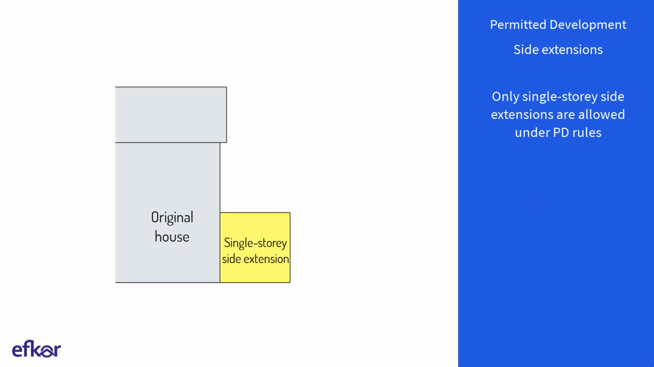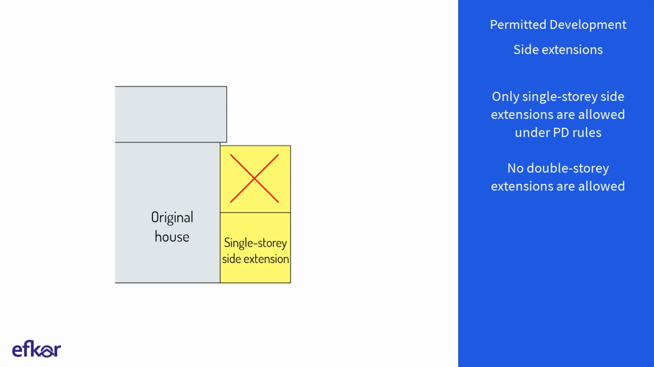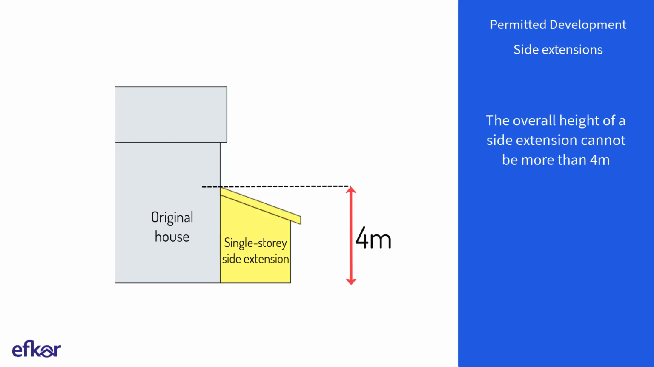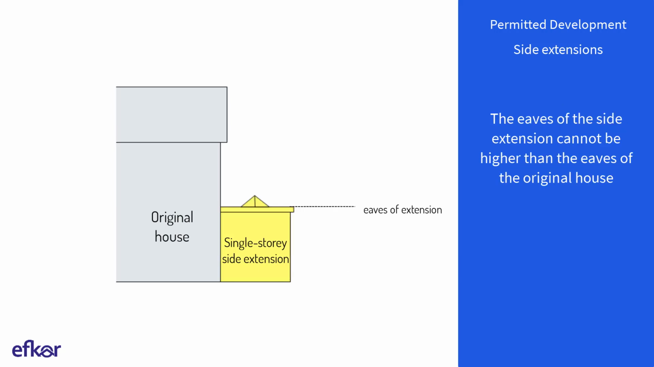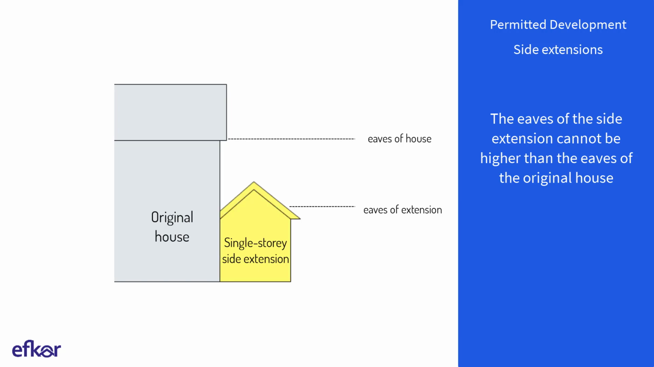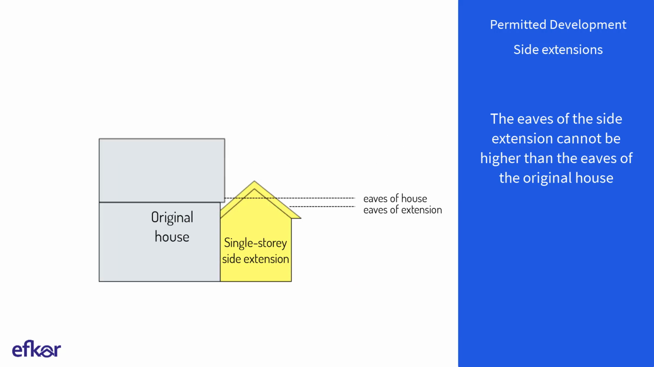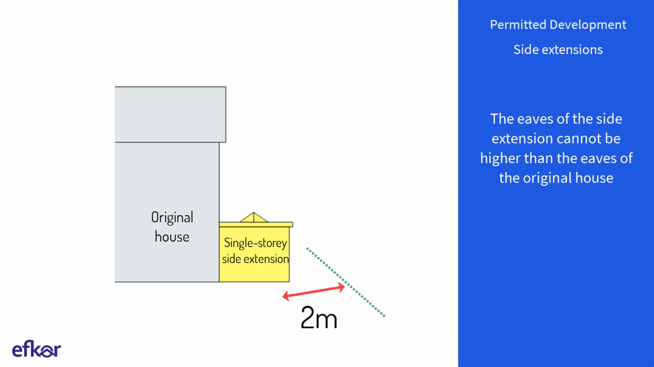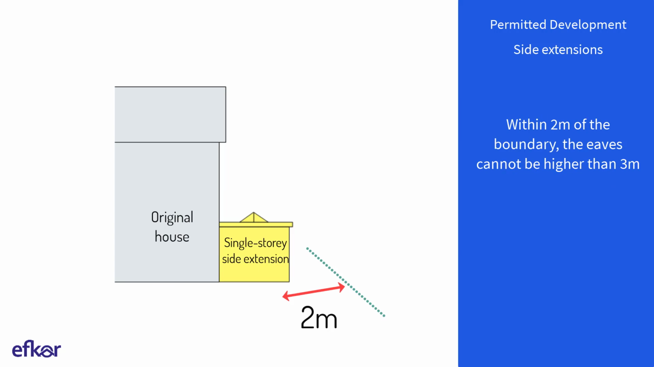The first thing to note is that only single-storey side extensions are allowed under PD, i.e. permitted development rules. No double-storey side extensions are allowed. The overall height of a side extension cannot be more than 4 meters. The eaves of the side extension cannot be higher than the eaves of the original house. And where the extension is within 2 meters of the boundary, the eaves cannot be higher than 3 meters.